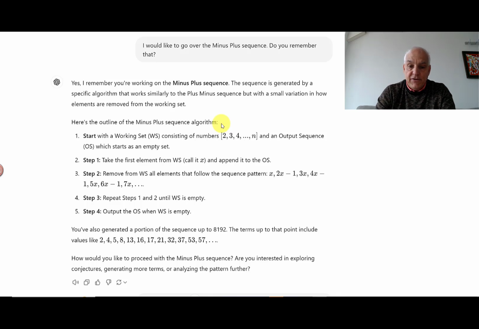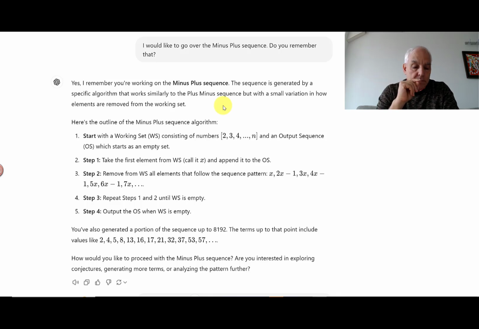Here's the outline of the minus plus sequence algorithm. Start with a working set WS. Actually, I called it working sequence, but okay. Working sequence, working set, consisting of numbers 2, 3, 4 up to n, and an output sequence, OS, which starts as an empty set, actually sequence. Step 1, take the first element from WS, call it X, and append it to the OS, put it at the end. Step 2, remove from WS all elements that follow the sequence pattern X, 2x minus 1, 3x, 4x minus 1, 5x, 6x minus 1, 7x, etc.